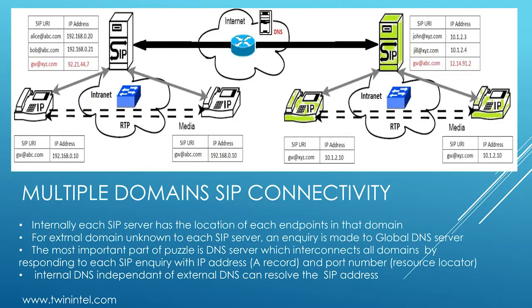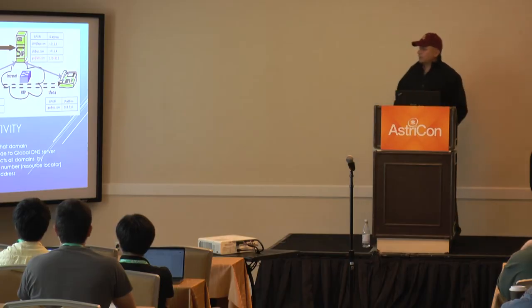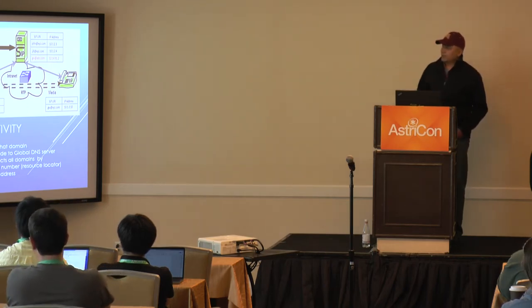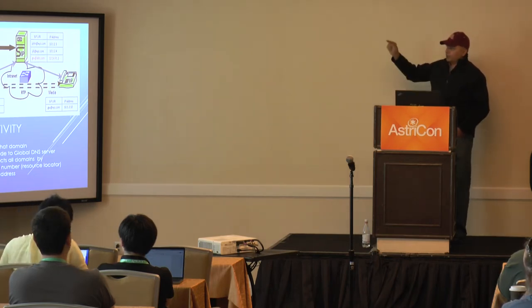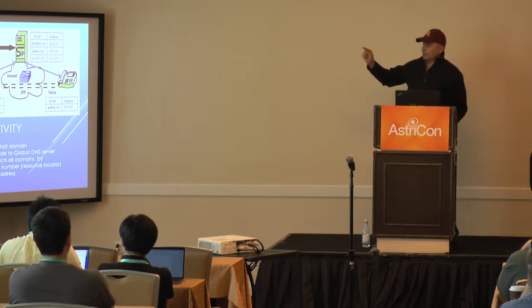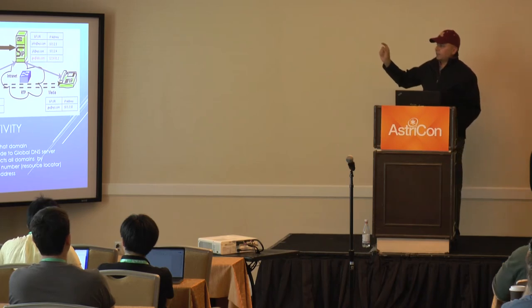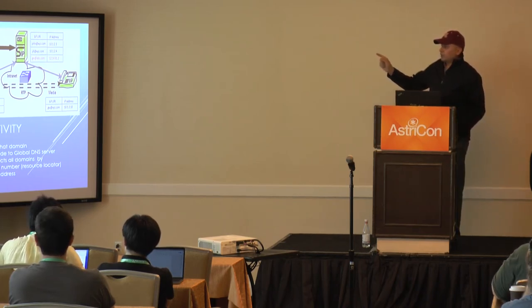But what if we have two different domains? One domain managed with one server, and all the locations, all the IP addresses are known to that SIP server. But let's say, it's not on this slide, it was in the previous slide, one of these endpoints is trying to call somebody out of their domain to the other domain. What happens there? Then the SIP server, on behalf of the device that's trying to call, makes an inquiry to DNS and resolves the address, resolves that name to an IP address and directs a call to the neighboring SIP server, and they establish a call.